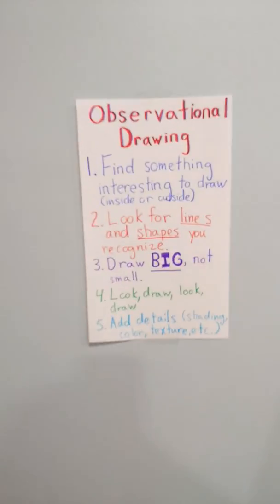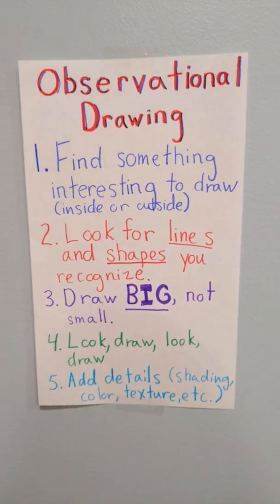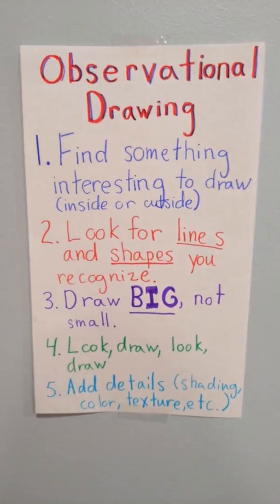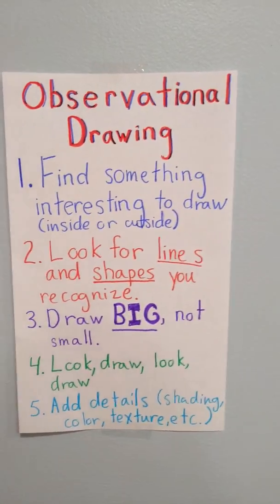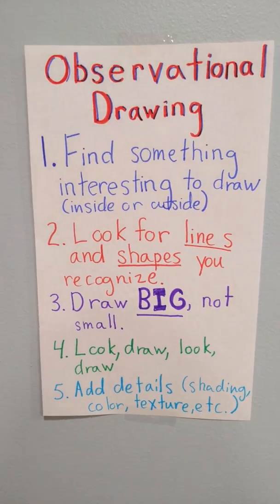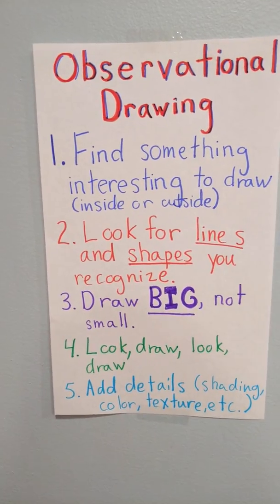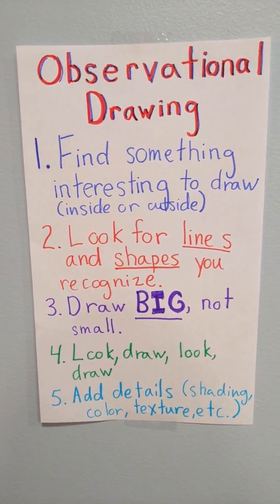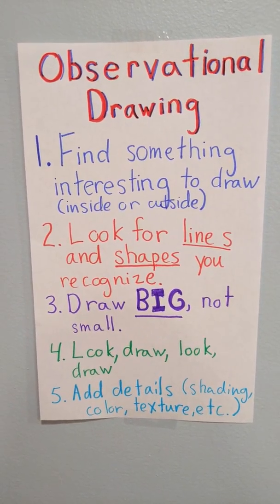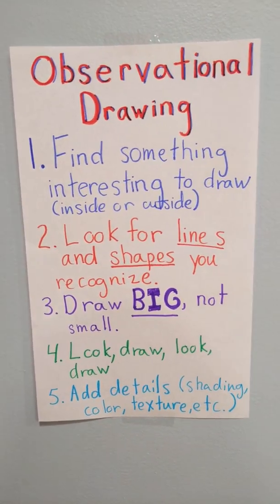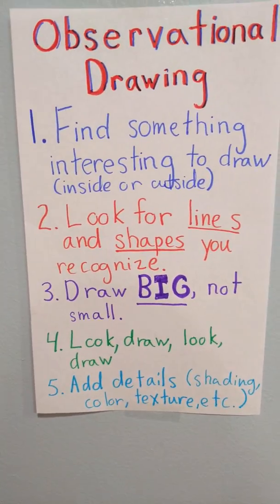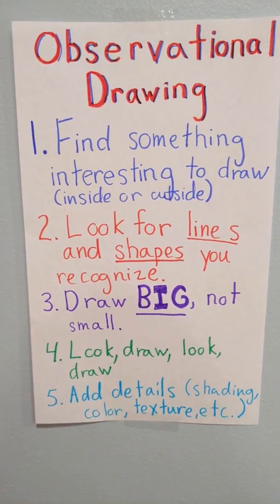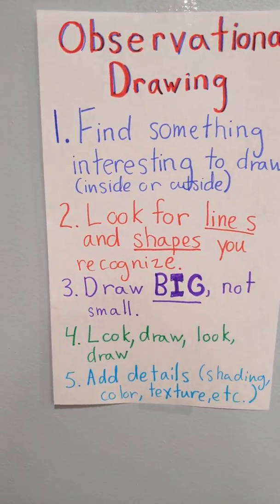Our next rule of observational drawing is draw big, not small. What I have noticed is that my students tend to draw very small, but the problem when you draw very small is you don't have a lot to elaborate on. So the bigger you draw, the more space you have to add to your drawing. So draw larger if possible.